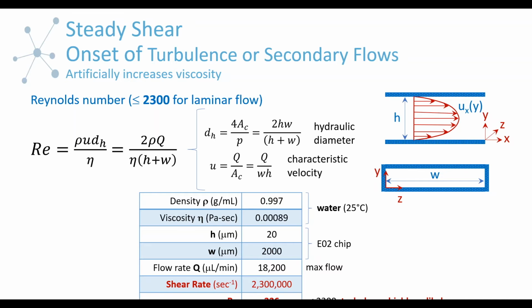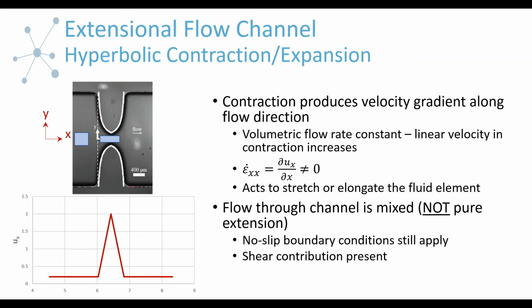Onset of turbulence is much more problematic for that system. Okay, so that's the general concept of the steady shear, and then what you need to be concerned about when you do the calculations, particularly in terms of the onset of secondary flows and how that can impact your measurement.